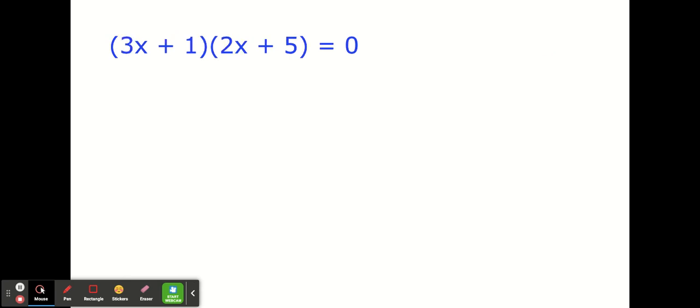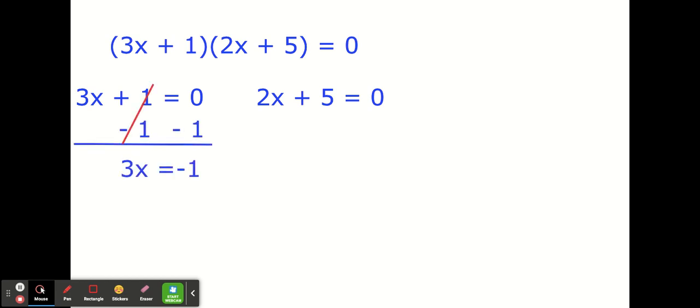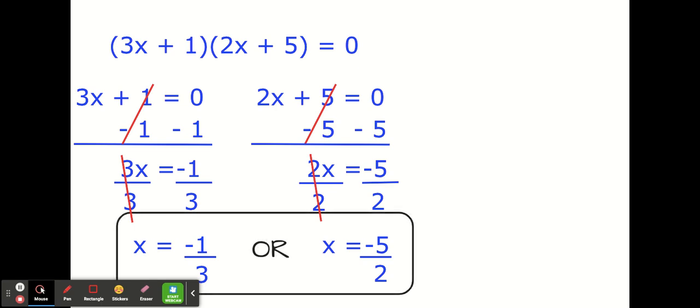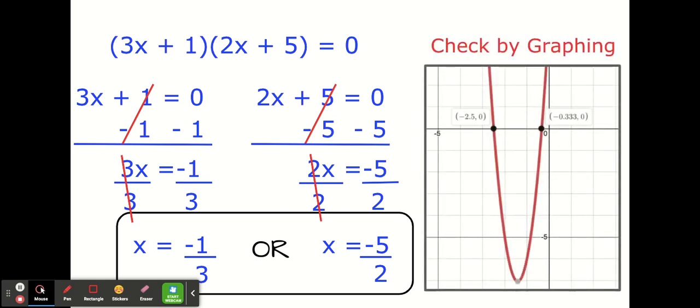If we have something like this, we could take 3x plus 1 equals 0, or 2x plus 5 equals 0. If we solve the equation for x, we subtract 1 from both sides and get 3x equals negative 1. We can divide both sides by 3, and we get x equals negative 1/3. Similarly, we can subtract 5 from both sides and get 2x equals negative 5, divide both sides by 2, and get x equals negative 5/2. These are our two solutions. If we type this into Desmos, the left side in one cell and y equals 0 in the other, we get negative 2.5, which is the same as negative 5/2, and negative 0.333 repeating, which is the same as negative 1/3.